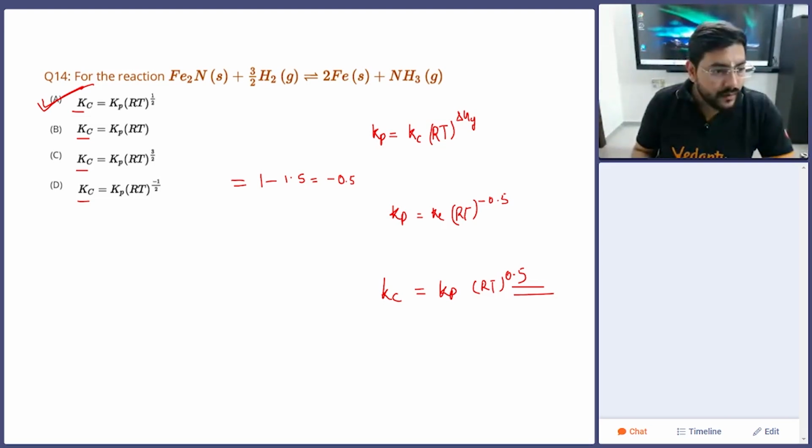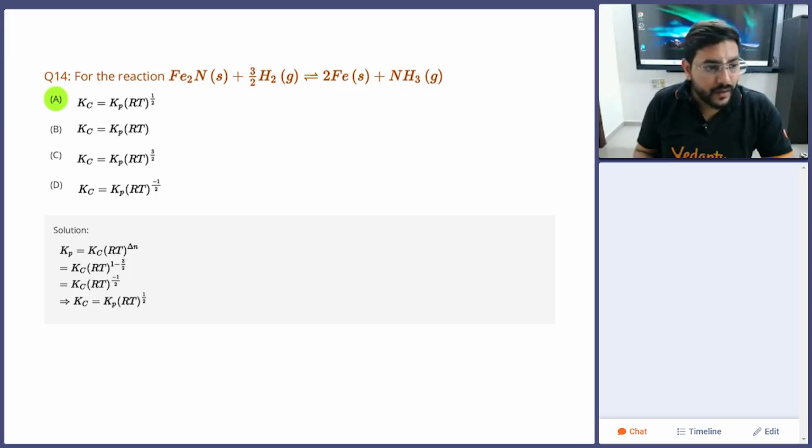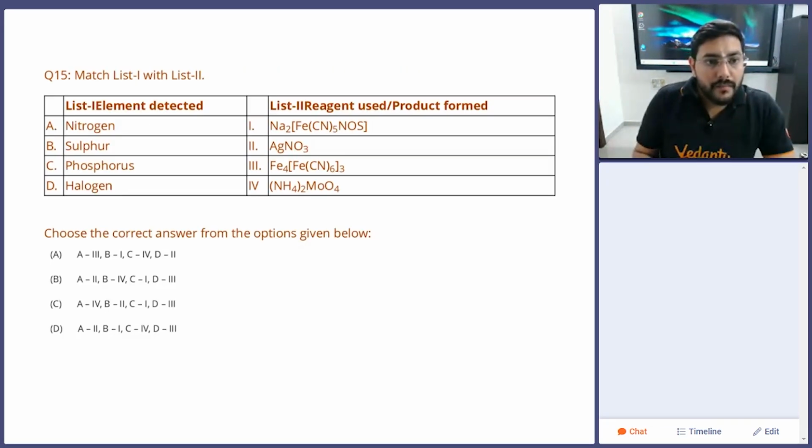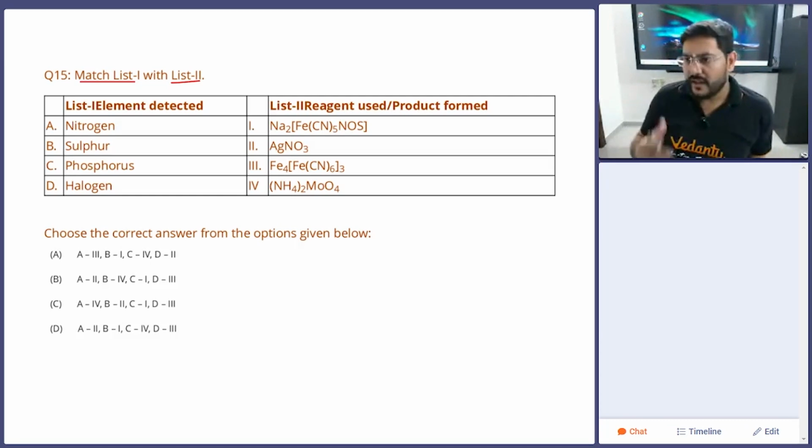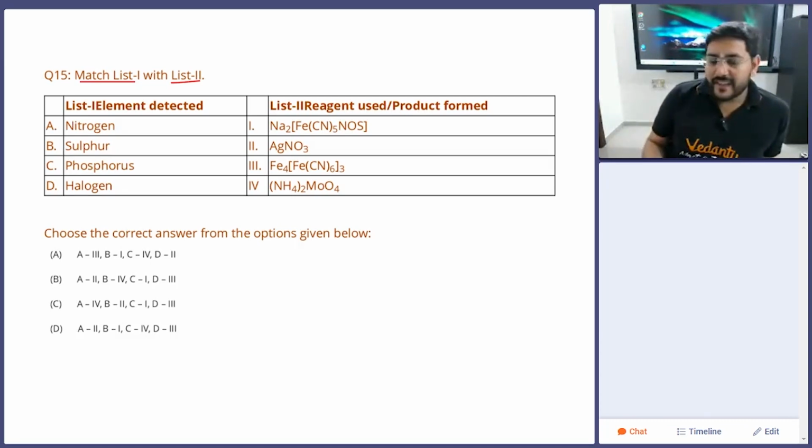Now, moving towards the next question. Yes, everyone. Now, match List 1 with List 2 with the following. Okay. Now, here again, the question is from practical chemistry. Yes. Element detection: nitrogen, sulfur, phosphorus, and halogen.